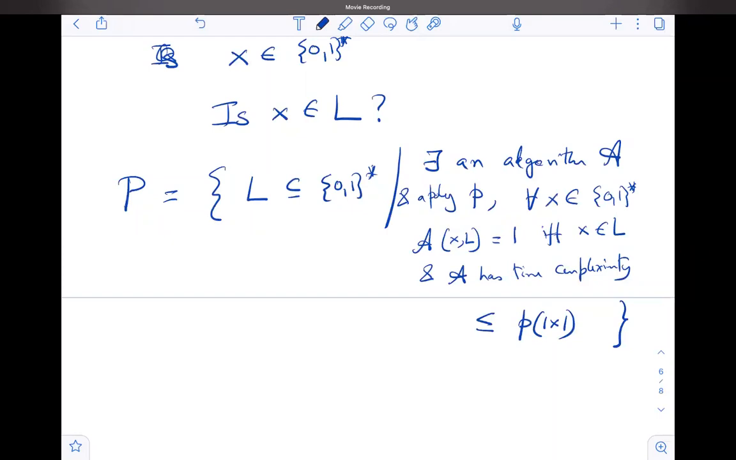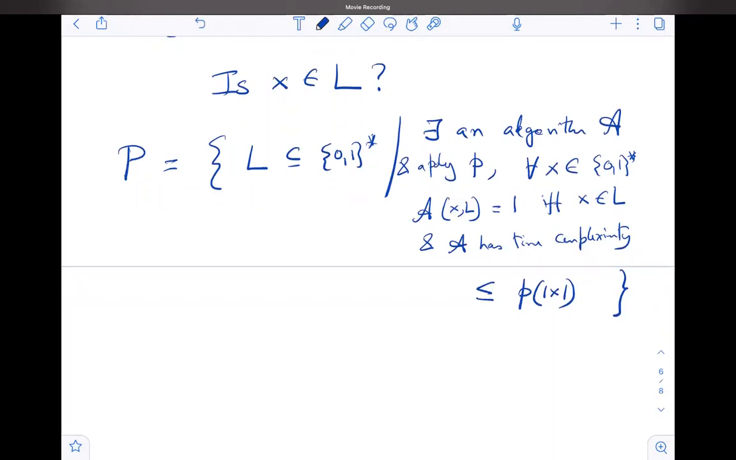Anyway, I'm not going to go any further today, but this is P, the set of all problems solvable in polynomial time. So the class P is this. Now we can also define the class NP. Since we have started it, I will do it in the next class only.